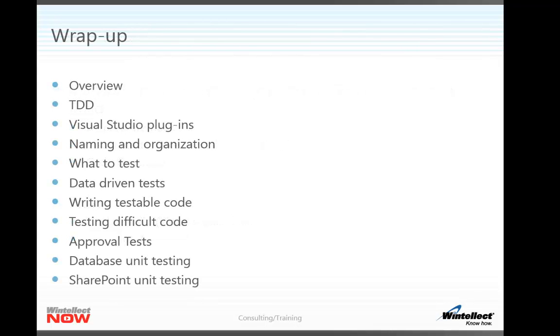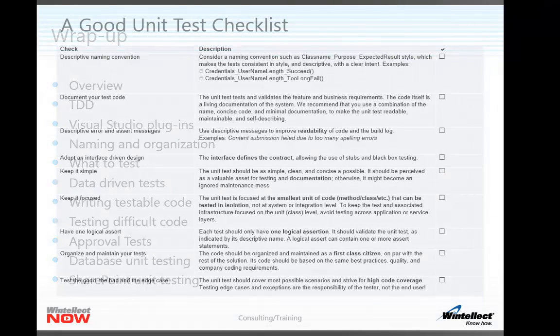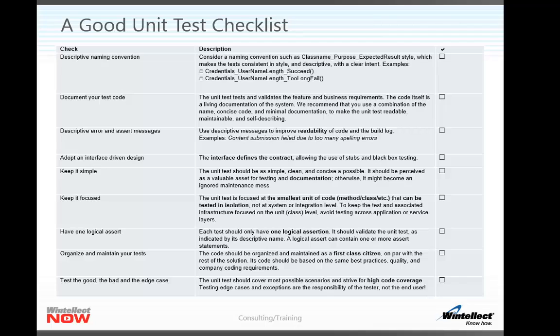To recap, we've taken a look at these areas of unit testing. As a developer writing code, unit tests should be an essential part of your development routine. Here's a good checklist for you as we wrap up. It includes checks on descriptive naming convention, documenting your code, descriptive error and assert messages, adopting an interface-driven design, keeping it simple, keeping it focused, having one logical assert, organizing and maintaining your tests, and testing the good, bad, and the edge cases.